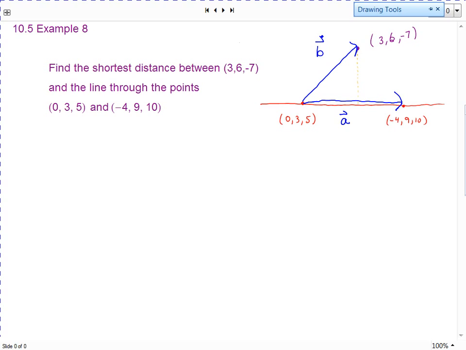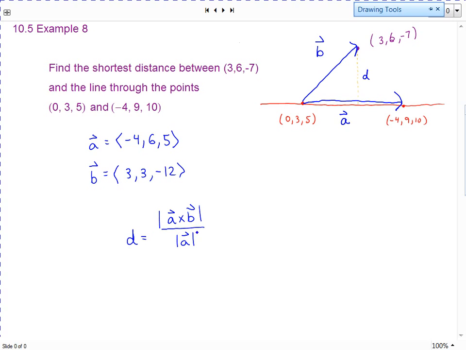So let's get A. A is negative 4, 6, 5. Vector B is 3, 3, negative 12, right? And therefore the distance, which I didn't label here, little d, is going to be the magnitude of A cross B over the magnitude of A.